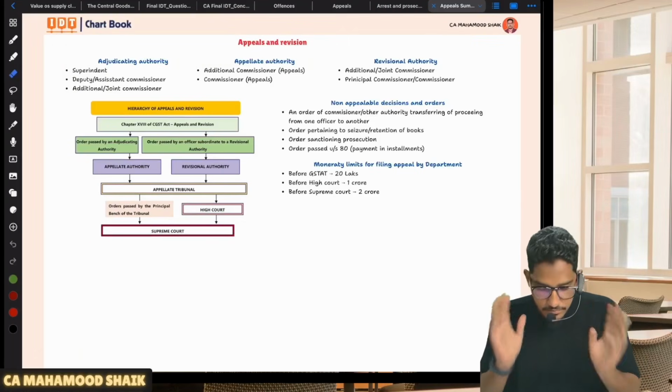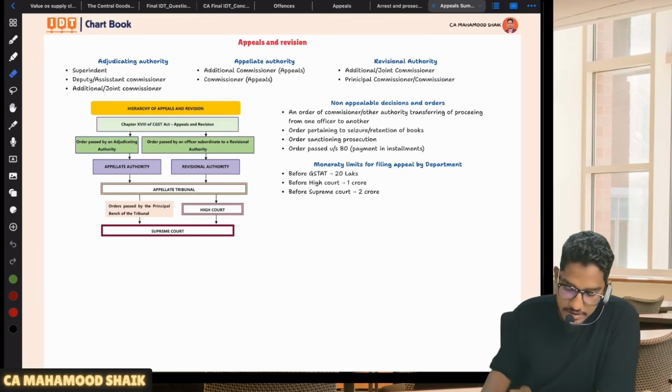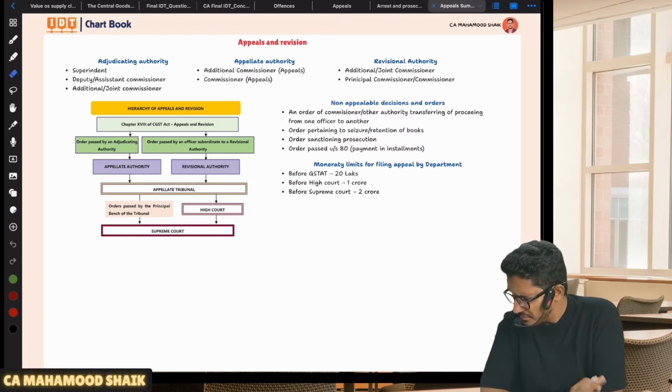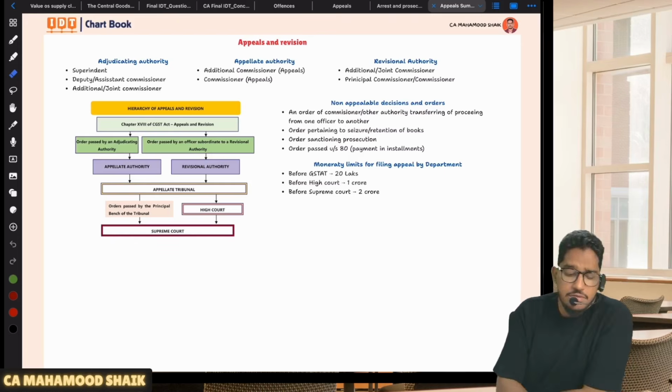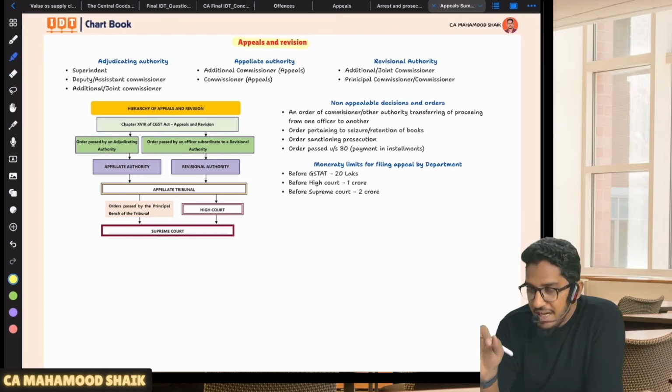Okay, so before the break, since we have successfully completed offenses, penalties, and ethical aspects, the next chapter we are going to start is appeals and revision. Very important, very practical chapter also.